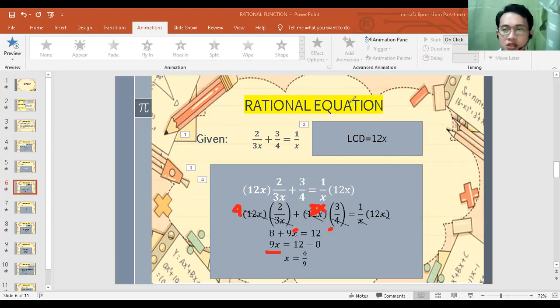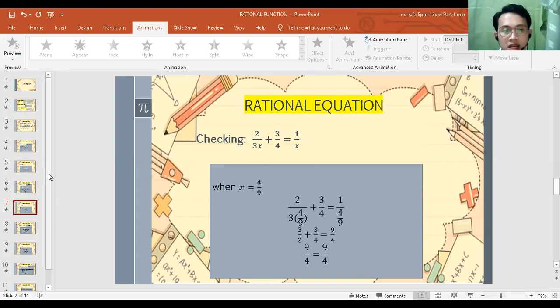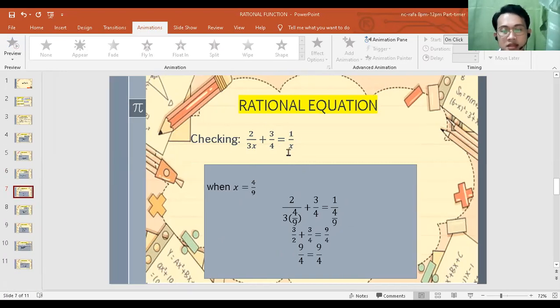After that, let's try to check if it's really correct. Okay, let's proceed. So for the checking part here, the given equation is still the same. We just simply substitute the value of x, which is 4 over 9. We substitute it here beside 3 and also here, the denominator part, which is 1 over x. So that will turn out to 2 over 3 times the value of x, which is 4 over 9, plus 3 over 4, which is equal to 1 over the value of x, which is 4 over 9.